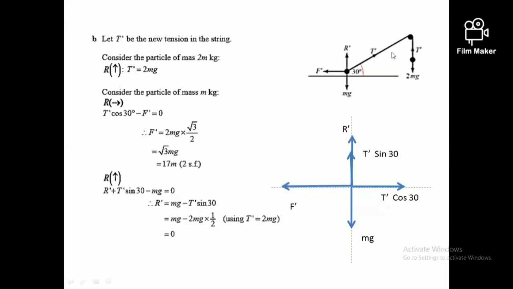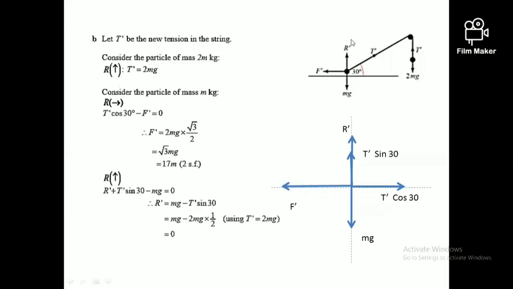Now I know the value for T dash is how much? 2 mg, right? Then we can consider the horizontal equilibrium over this object. T dash cos 30 equals F dash. What is T dash? It is 2 mg. 2 mg cos 30. What is cos 30? Root 3 over 2, equals F dash. With that you can obtain the answer for F dash, right? Okay, root 3 mg. Again we substitute the g value as 9.8. You can obtain the answer over here, right?